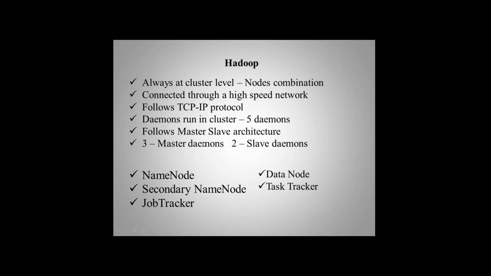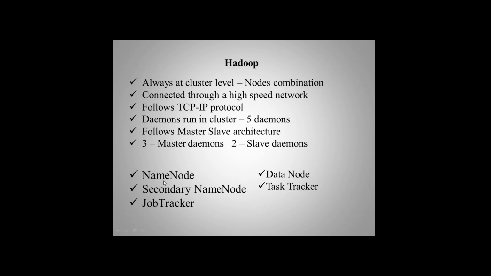So these 5 daemons are classified as master and slave daemons, where they follow master-slave architecture. You'll have 3 master daemons and 2 slave daemons. The master daemons are the name node, secondary name node, and job tracker. The 3 master daemons: name node, secondary name node, and job tracker. And the 2 slave daemons are data node and task tracker. These 2 are the slave daemons.